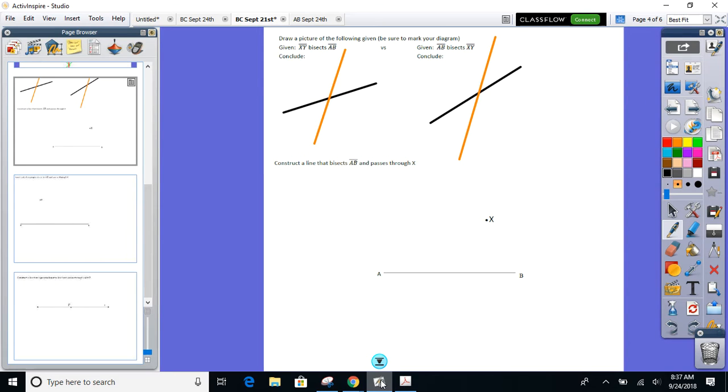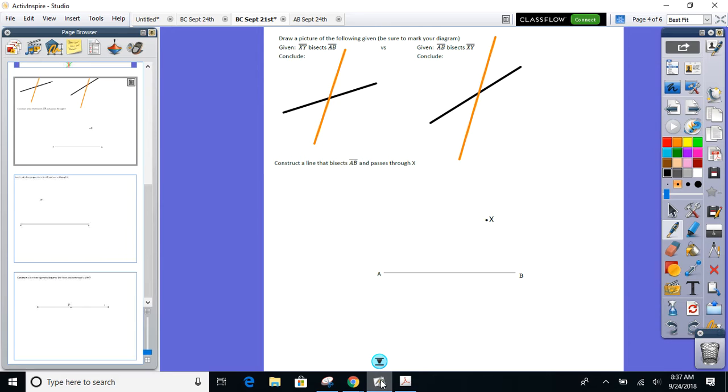All right, so having your compass out and straight edge. The directions are construct a line that bisects. Stop right there. This is good review for tomorrow's unit test. What's bisects mean? It's a line that's going to cut AB in half, but here's my requirement. It's got to go through X. Okay, it's got to go through X.